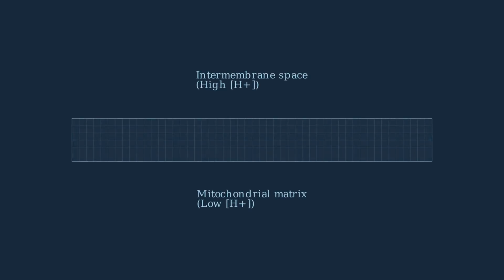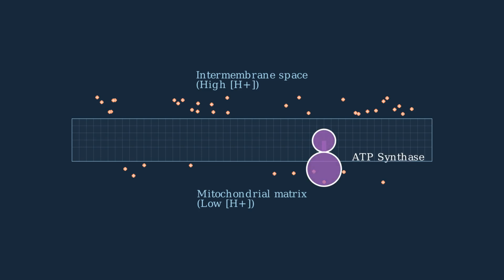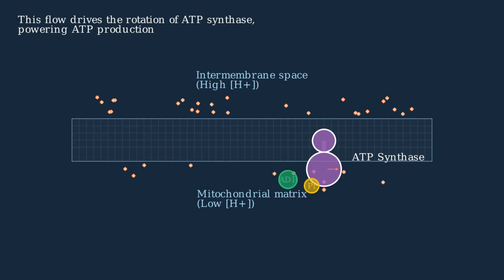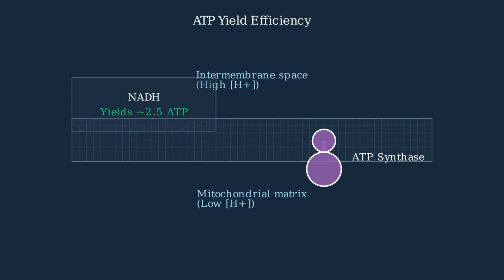Oxidative phosphorylation is how cells produce ATP using the proton gradient established by the electron transport chain. A high concentration of protons builds up in the intermembrane space, while the matrix maintains a lower proton concentration. ATP synthase, a remarkable molecular motor, spans the inner mitochondrial membrane. As protons flow from high to low concentration, they pass through the ATP synthase channel. This proton flow causes the rotation of parts of ATP synthase, which powers the synthesis of ATP from ADP and inorganic phosphate. Oxidative phosphorylation is a highly efficient process.